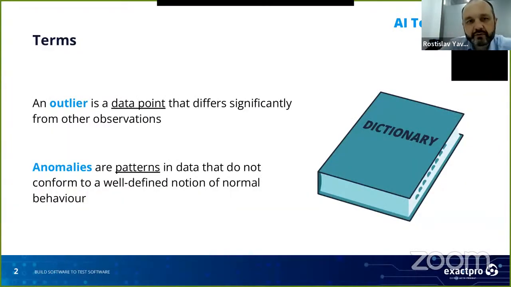And before we proceed, let me just remind you of some basic terms of our topic. So we are speaking about outliers and anomalies. An outlier is a data point that differs significantly from other observations. And anomalies are patterns in data that do not conform to a well-defined notion of normal behavior. We see that these definitions are not really formal. So what's really significant, or what's well-defined? That's not easy to work with, although it's a very important topic.